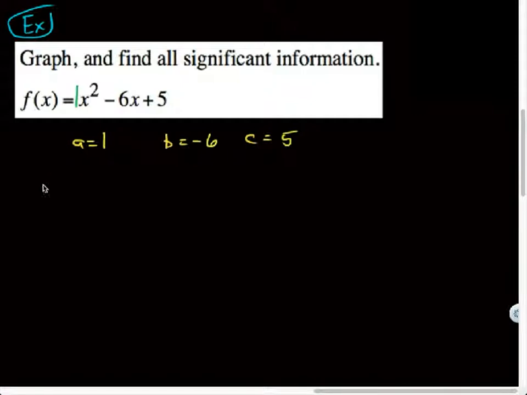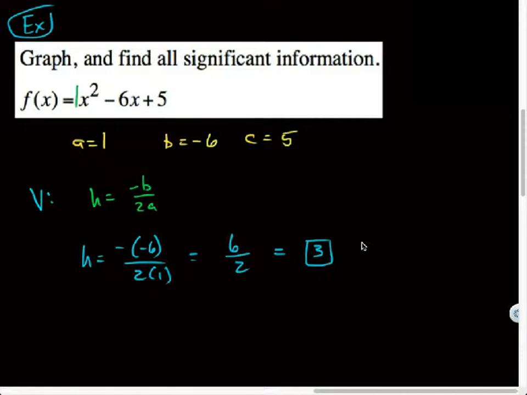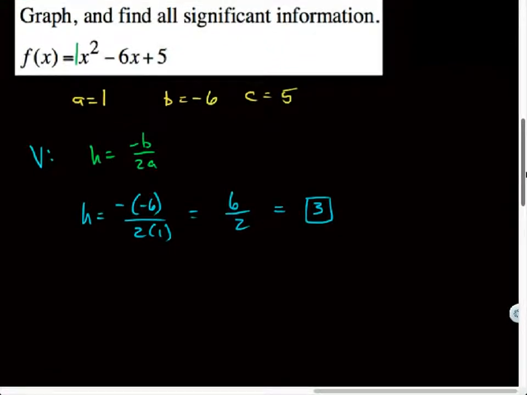So if I want to find the vertex, I do that using my little formula, h equals -b over 2a. So I'm going to plug in to find h. h is equal to the negative of -6 over 2 times 1. So that's +6 over 2, or h equals 3. Good stuff.